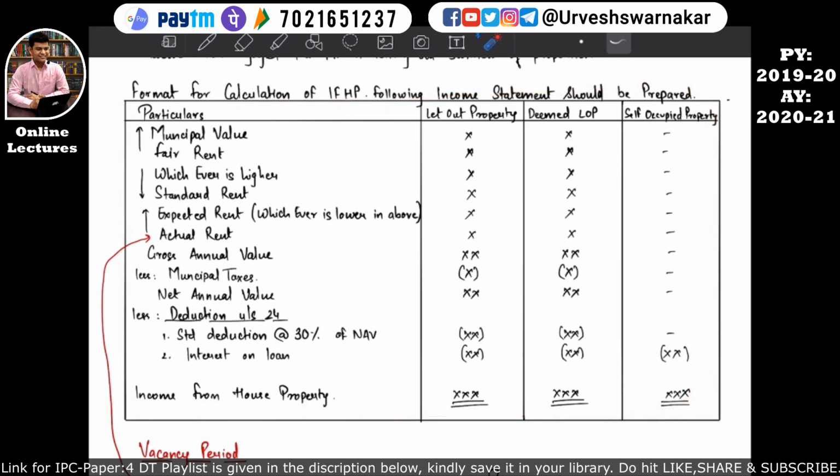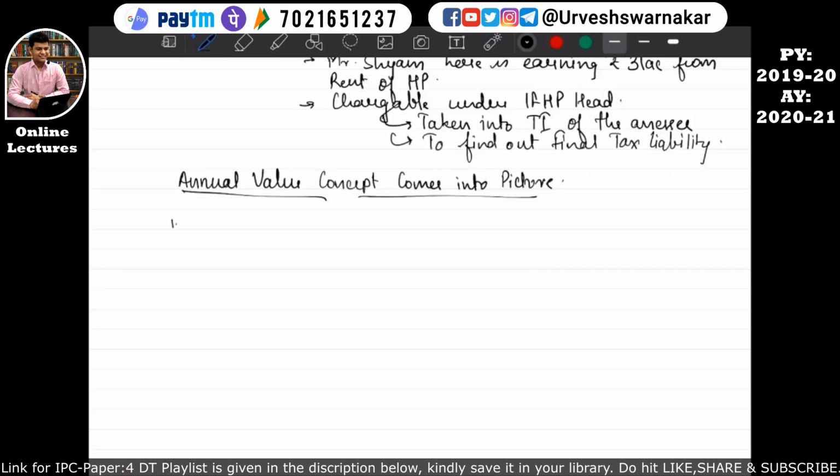The format says that if the municipal value is given and the fair rent is given, whichever is higher, we'll consider it over here. And whichever is higher, and the standard rent is available, whichever is lower of these two will be considered as expected rent. From the expected rent that has been derived, the actual rent will be compared, and out of these two, whichever is higher will be considered as gross annual value. Okay, let's understand.